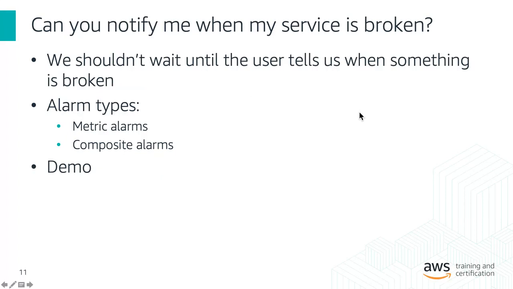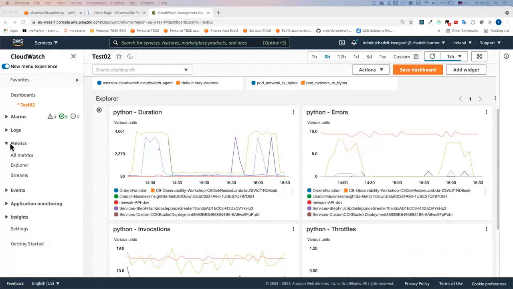Okay, then the next question, after you already have a dashboard and know whether your application is healthy or not, is to get a notification, right? We don't want the user to tell us when something is wrong. We should be able to know almost immediately. To do this, we need some alarms, and that is a built-in feature of CloudWatch.